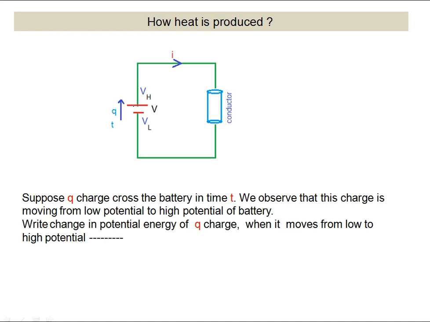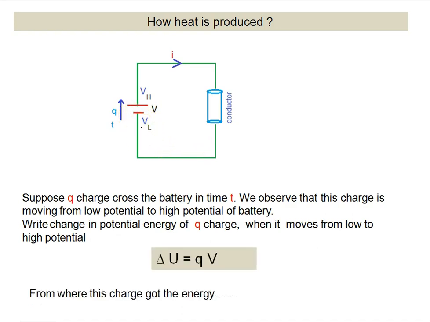Now, the change in potential energy of the charge q when it moves from the low to the high potential zone, you will say, can be written as U final minus U initial, that is q V final minus q V initial. Suppose V final is V_H, V initial is V_L, and the potential difference is V. So we can say it is qV. The question is: from where did this charge get the energy?